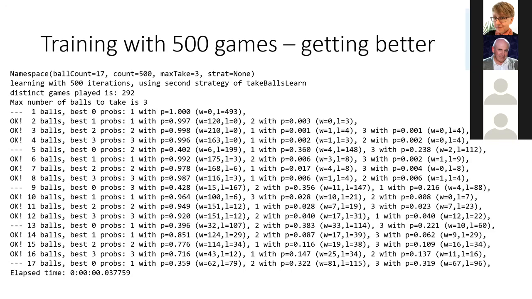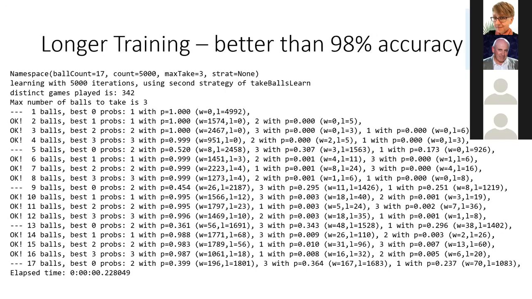And by the time you've done 500 training runs, it's getting pretty respectable. And if you do 5,000, then you're up to 98% accuracy. And you can see down at the bottom, it takes no time at all to run it.